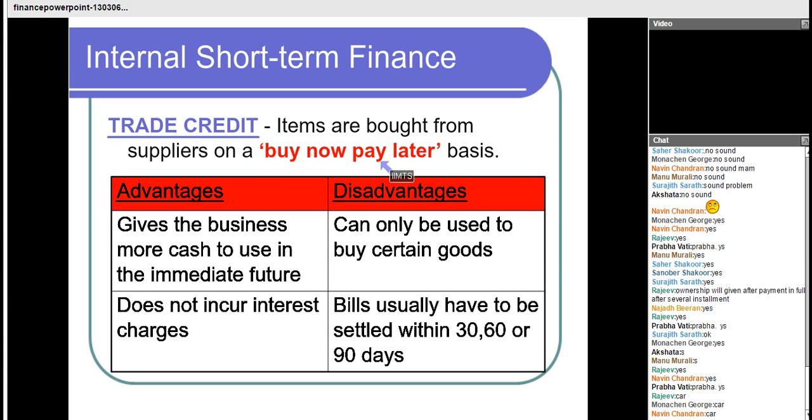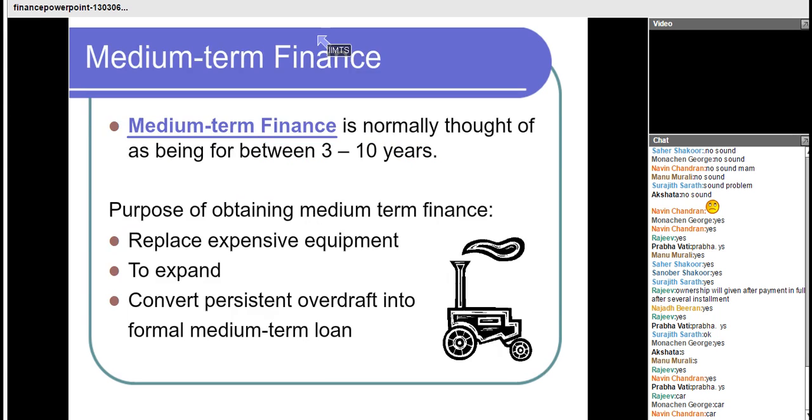Now trade credit is buy now, pay later. Normally business is done on this basis, but now the trend has changed a little. Now what people want is that payment should be made immediately. But if your business has some standing in the market, it can easily avail the trade credit. Then the next is medium term finance. It is for 3 to 10 years.